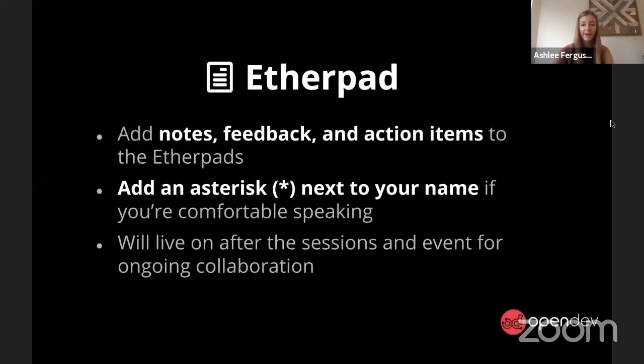And then back to Etherpads. Like I said, this is a place for notes, feedback, action items. There are some questions and little polls in there that you can participate in. And there's also a designated area in each of these Etherpads to put your name and contact information so that people can connect with you after the event if you'd like. And if you're interested in speaking during the discussions, put an asterisk by your name. That way our moderators know that it's okay to call on you and that you're comfortable speaking.